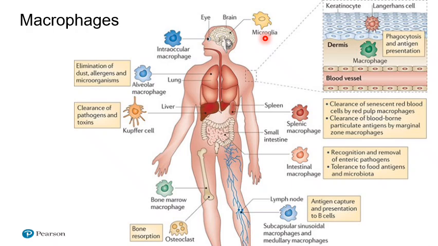The microglia, if you remember the microglia in your brain, is actually part of the brain. And you have also the splenic macrophages. Then you have the intestinal macrophages. In the lymph nodes, most especially in the subscapular sinusoidal area, you have macrophages, and you have also macrophages in the medulla of the lymph node.